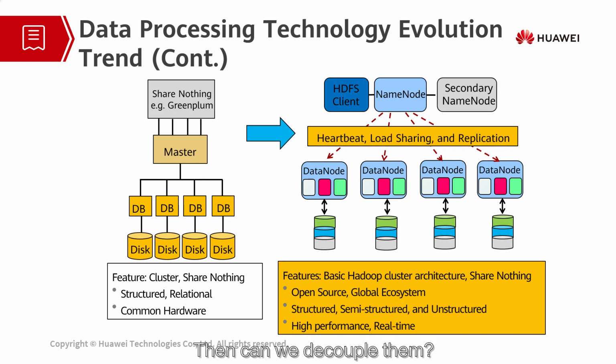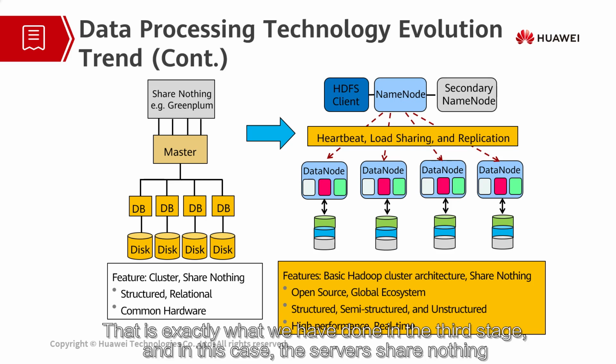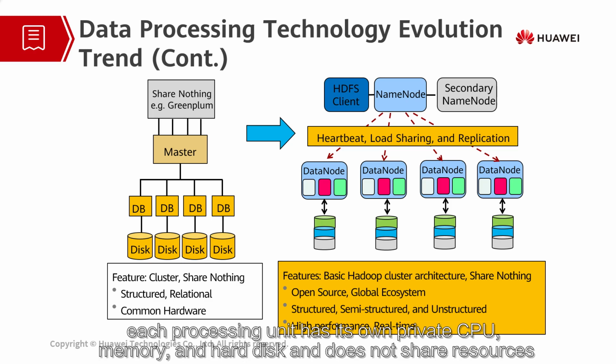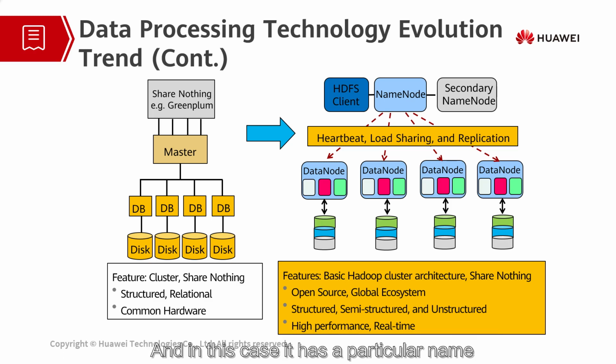Then, can we decouple them? That is exactly what we have done in the third stage. And in this case, the servers share nothing. So likewise, share nothing means that each processing unit has its own private CPU, memory, and hard disk, and does not share resources. In this case, it has a particular name called the massively parallel processing mode, or MPP mode in short.